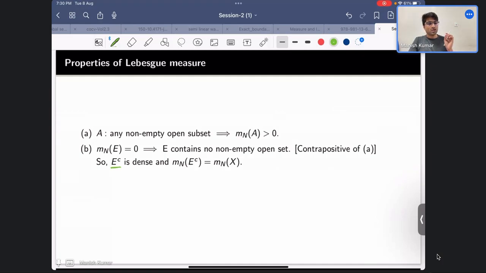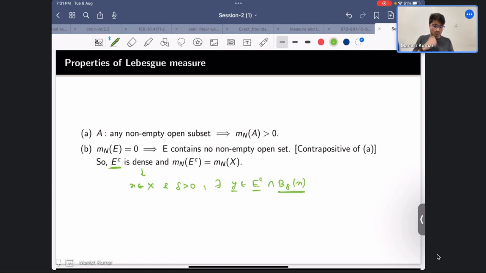So dense means if you choose any element from X and any delta, then B delta X will contain some element. There exists Y belonging to E complement intersection B delta X. Okay, so this is what it means by dense. Dense means that if you choose any point from the space X, and take any neighborhood, in that neighborhood there will be an element of E complement.